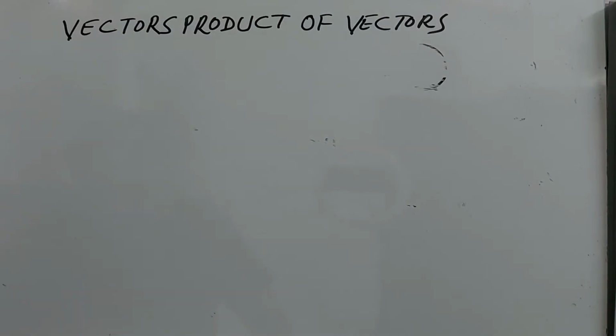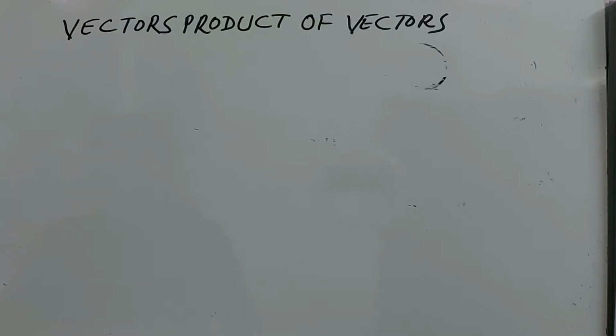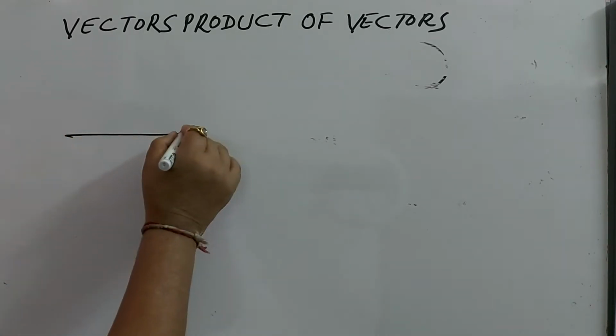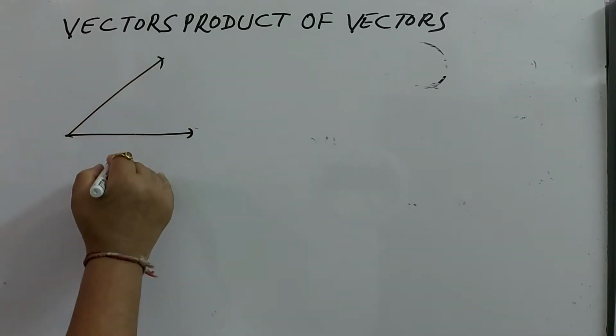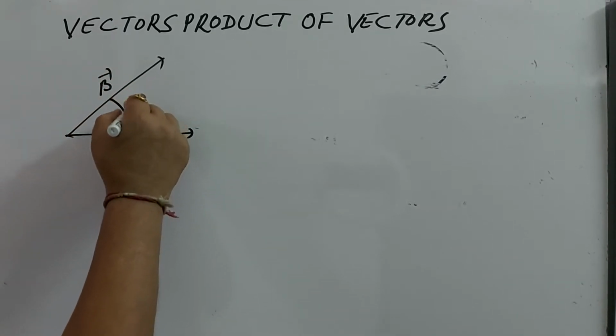In today's lecture, we will study the cross product of two vectors. This is also called the vector product. In this type of product, as a result of multiplication, we get another third vector. For example, suppose there are two vectors A and B. This is A vector and this is B vector, and this angle is theta.